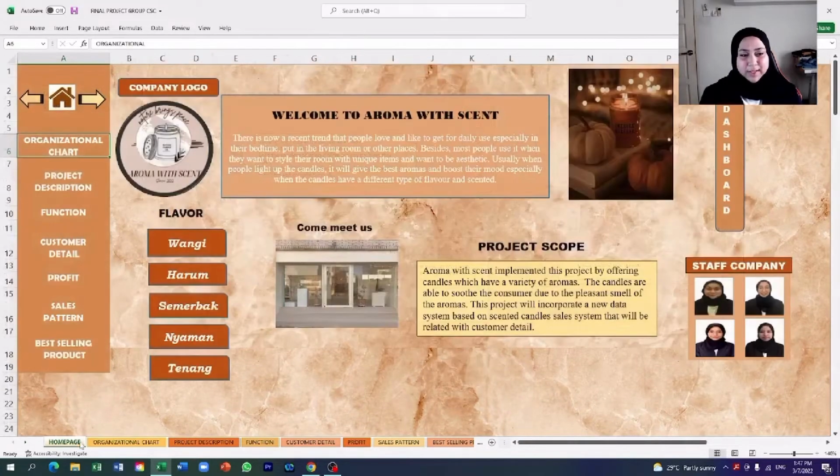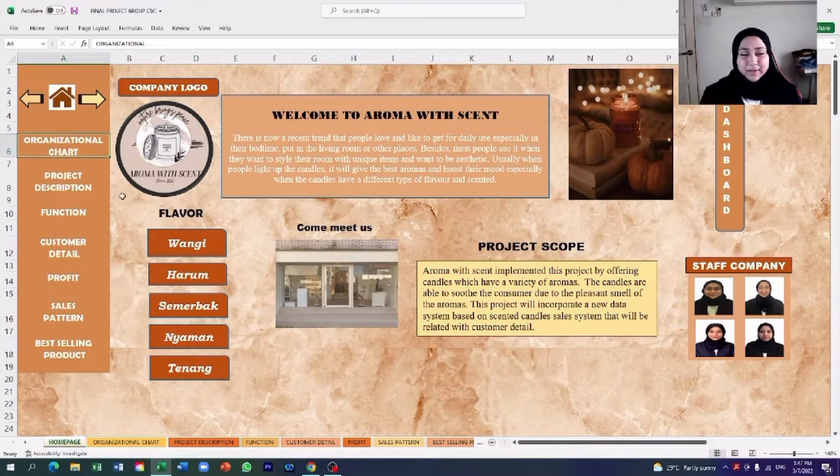Now let's go back to our homepage. The business name that we have chosen is Aroma with Scent, and this is our company logo, Aroma with Scent, since 2022 with the tagline of Nature Bring Peace, which means that we only sell scented candles that have only natural ingredients in it. So here are the 5 flavors of our scented candles. The first one is Wani, second one is Harum, third Sumerbak, fourth Nyaman, and the last one is Tenang.